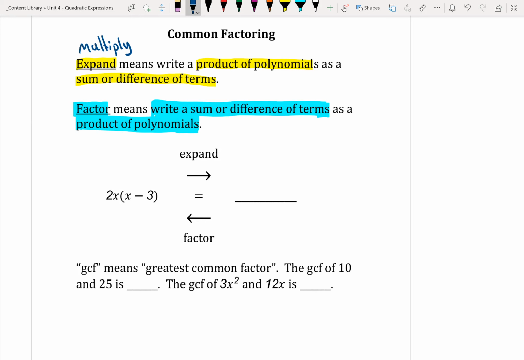So as an example, if I have 2x times x minus 3 and I want to expand it, I want to basically multiply these two terms together. So when I do that, I have 2x squared minus 6x. So if I was given this 2x squared minus 6x and told to factor it, I would need to turn that back into the two numbers that are being multiplied. So I'm either having an expression where there's multiplying or having an expression where there's addition and subtraction.